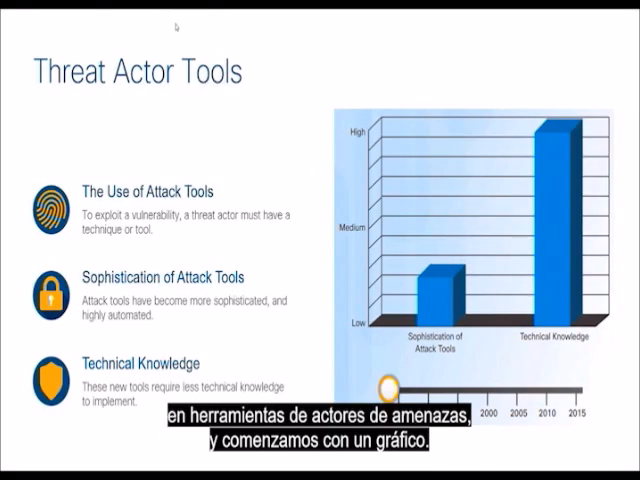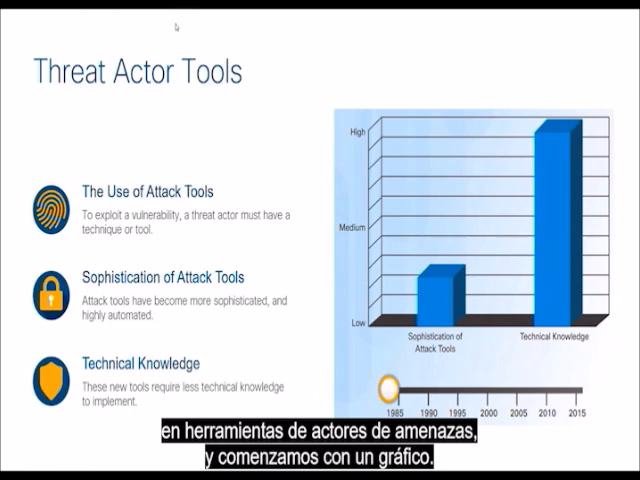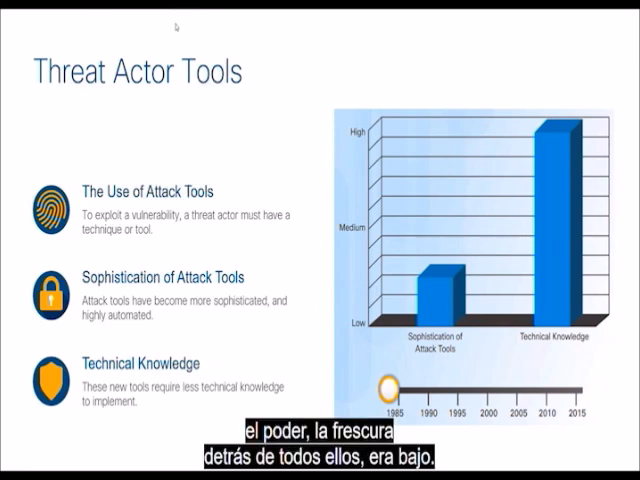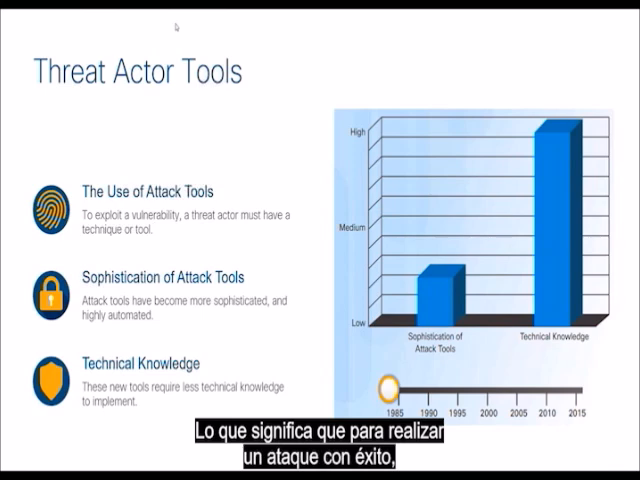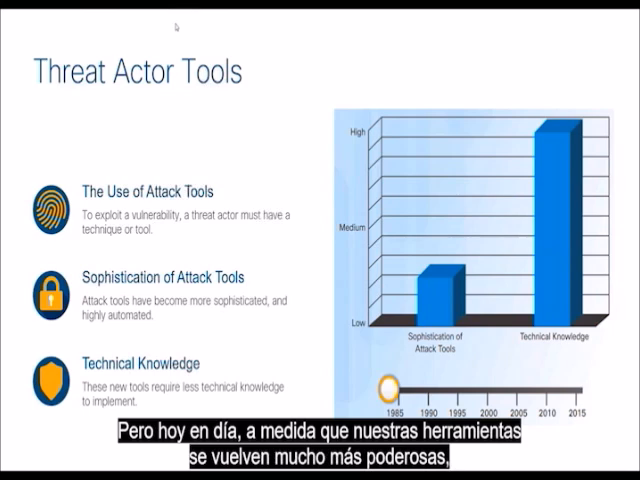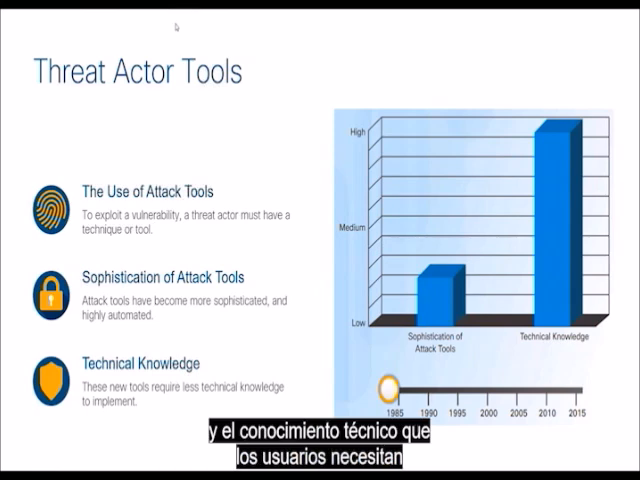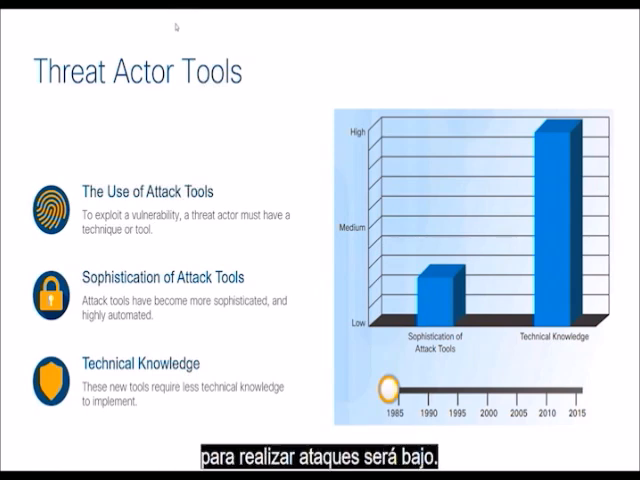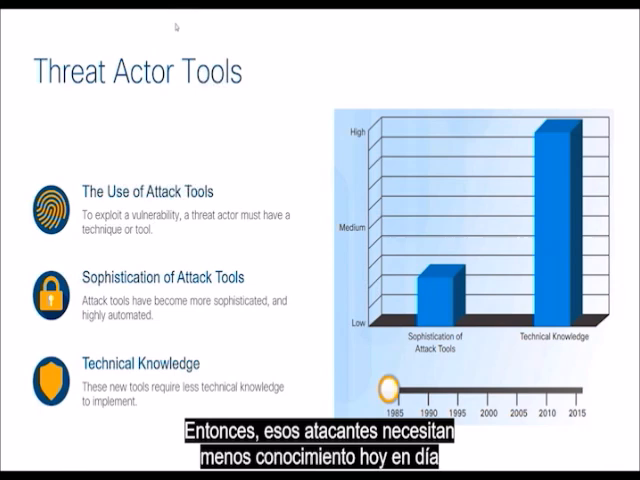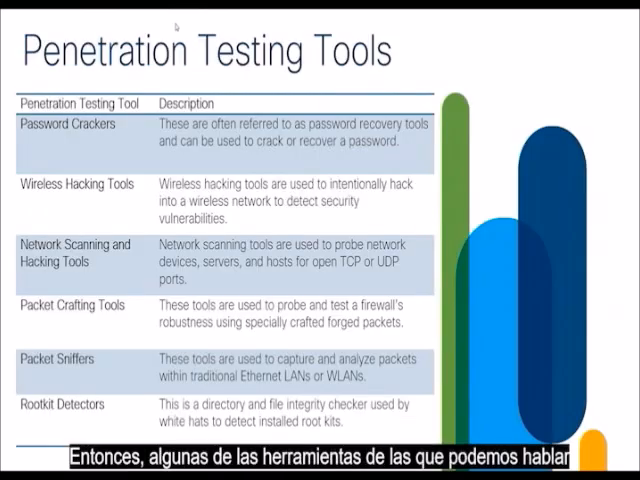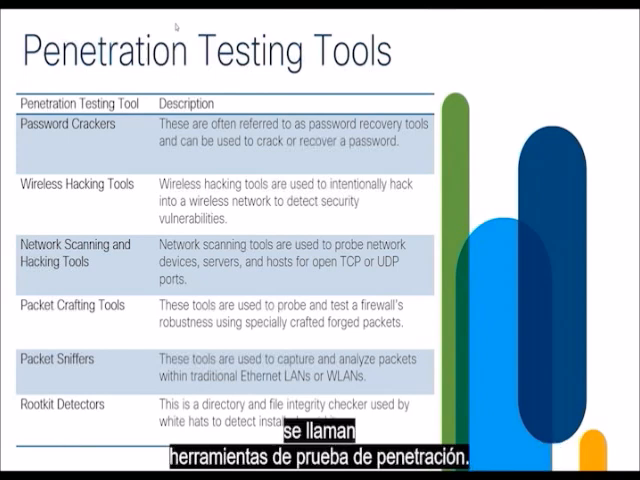Let's do it. We're jumping into threat actor tools, and we kick it off with a graph. Yes, this graph is a quick history lesson, but what it comes down to is back in the day, the sophistication of our attack tools, the power, the coolness behind them all was low. Which means in order to successfully perform an attack, you would have a good amount of technical knowledge. But nowadays, as our tools become much more powerful and sophisticated and much more automated, the sophistication of the tools is high, and the technical knowledge that the users need in order to perform attacks will be low. So those threat actors, they need less knowledge nowadays to do the same amount of power, if not more, attacks against targets. So some of the tools that we can talk about, they're called penetration testing tools.